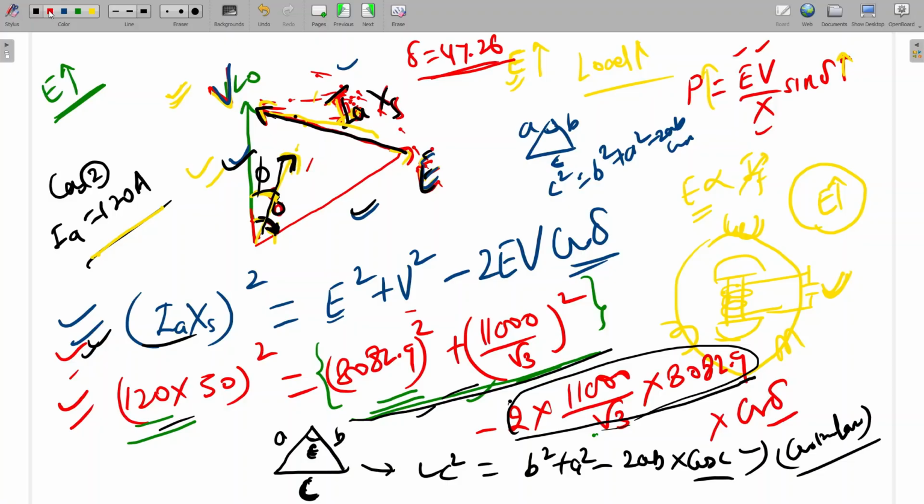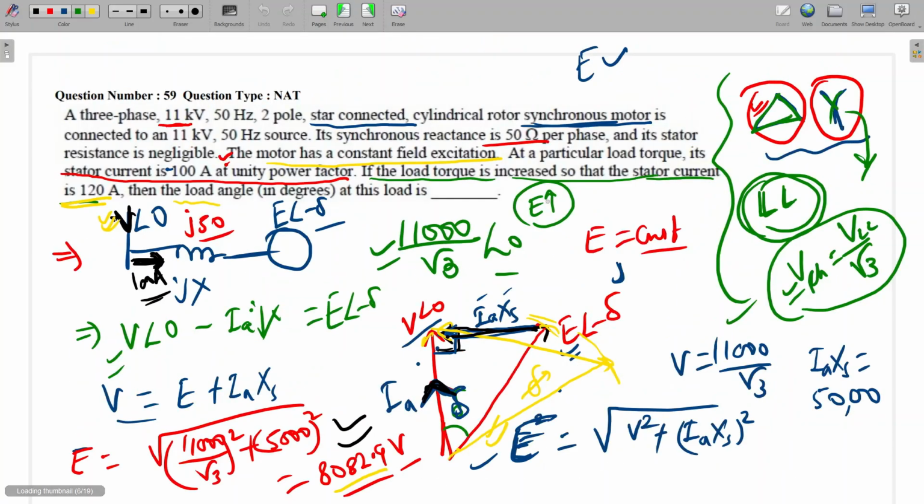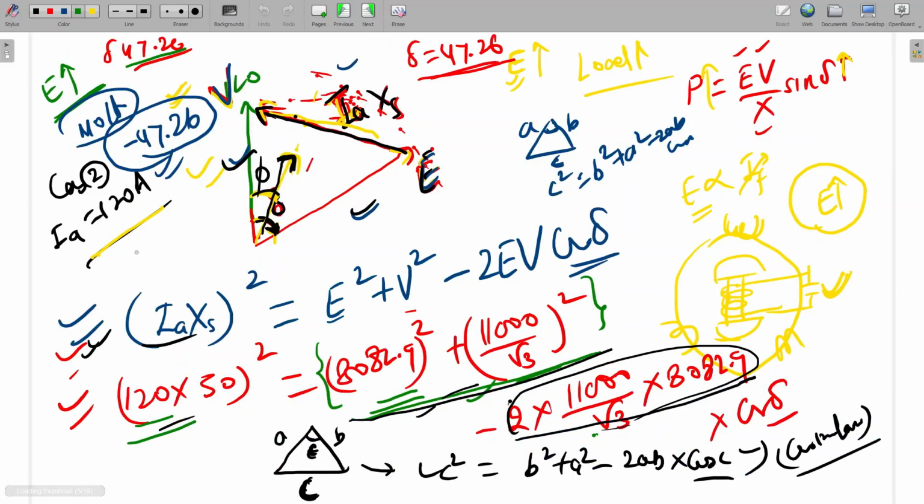But here one more piece of information. Since we are getting delta as 47.26, we have to be careful. This is a motor. So in case of motor, delta will be negative. They are asking for the load angle, so what will the final answer be? Final answer will be minus 47.26. Here we have to be careful. For a motor, if they ask for the magnitude of the load angle, then we can write 47.26. But here it is asking load angle in degrees, so it will be negative. This is a fill in the blanks type question, so the answer will be minus 47.26. Is it clear to all?